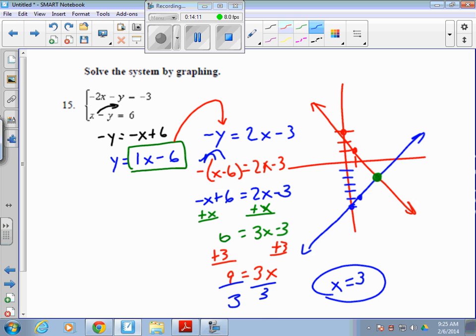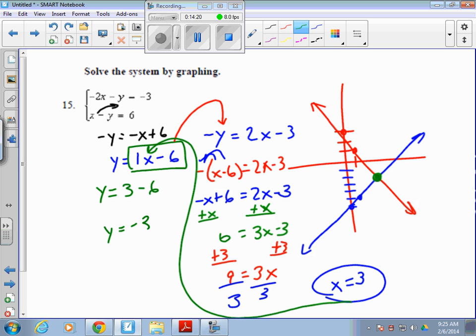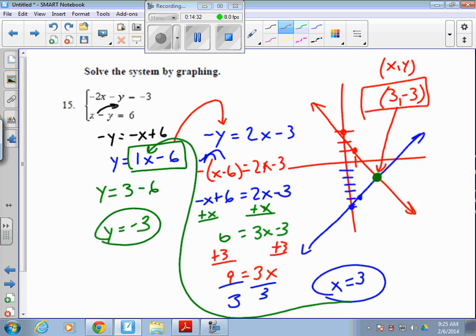Plug that value in, substitute it back into the other equation right there. So y equals 3 minus 6. Y equals negative 3. So the point that solves this one is x comma y, and its values are 3, negative 3, which is the ordered pair right there. 3, negative 3.